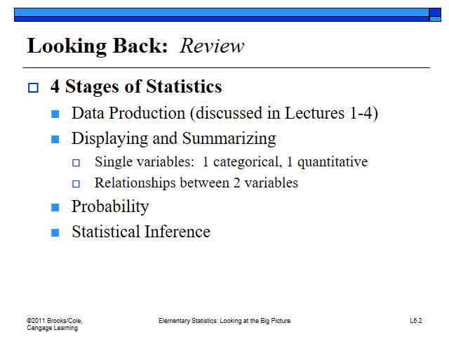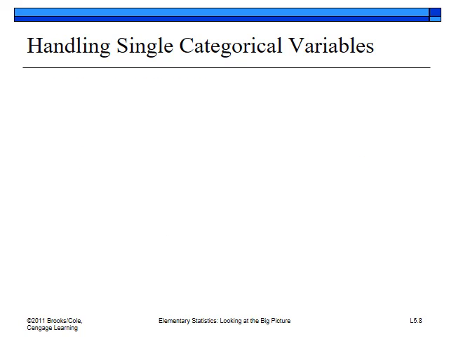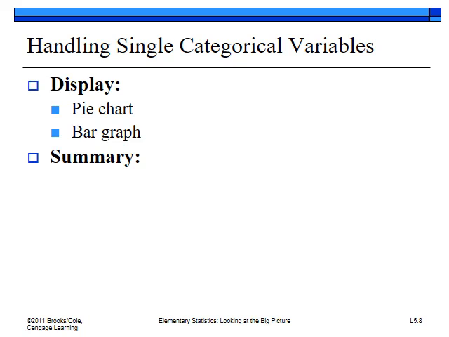Remember, there are four stages of statistics: data production, displaying and summarizing, probability, and statistical inference. We will focus on displaying and summarizing in this lecture, and our focus will be on a single categorical variable. For single categorical variables, we will often use pie charts and bar graphs to display summaries of our data. Numerically, those summaries will be given as one of these: a count, a percentage, or a proportion.